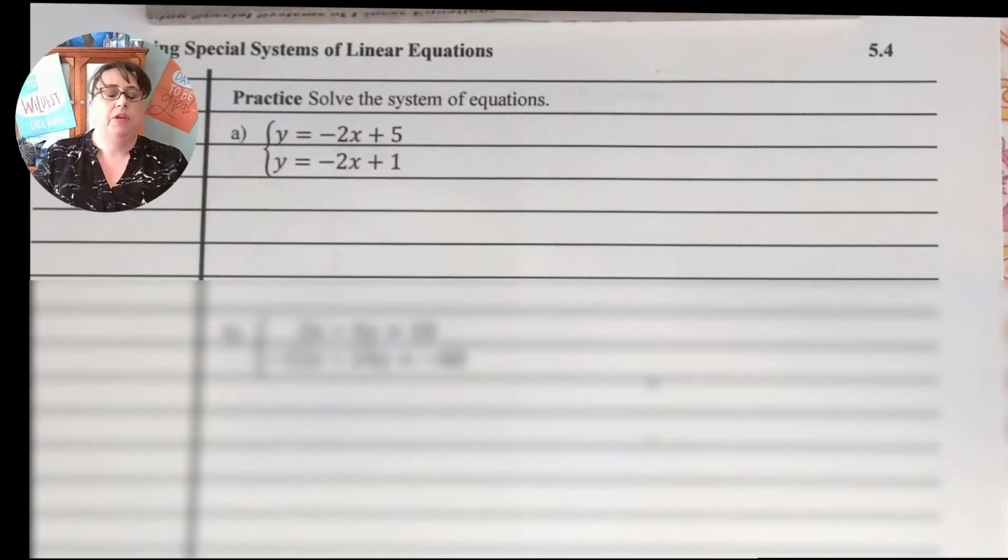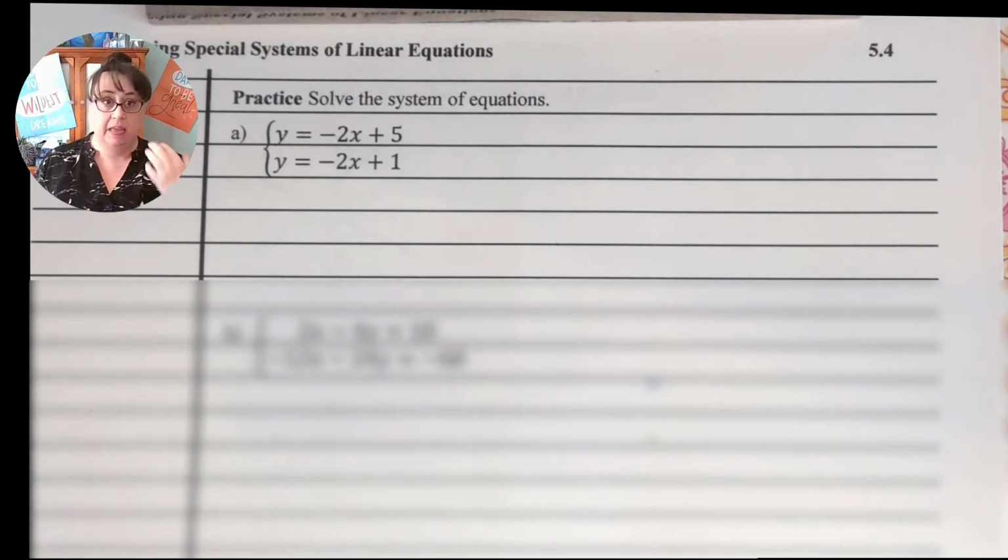So now we're just going to look at practice problems. We're just going to try to figure out, are these lines going to have no solution or infinite solutions? When I look at this first one, I see y equals and y equals, and what instantly comes to mind is this idea of I have a card, and on one side it says y, and on the other side it says negative 2x plus 5. The other card says y, and on the other side it says negative 2x plus 1.